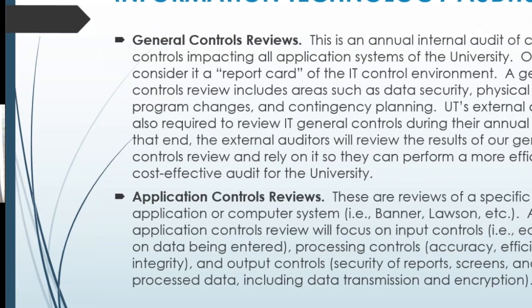Now we get into the really core information technology audit types, and we'll focus a great deal on each and every audit. There's something called a general controls review, and this is a very vast space. This is an annual internal audit of the computer controls impacting application systems of the university. I always use this word university in all my parameters, because you are actually looking at the entire universe. You're not looking at an organization in silo.